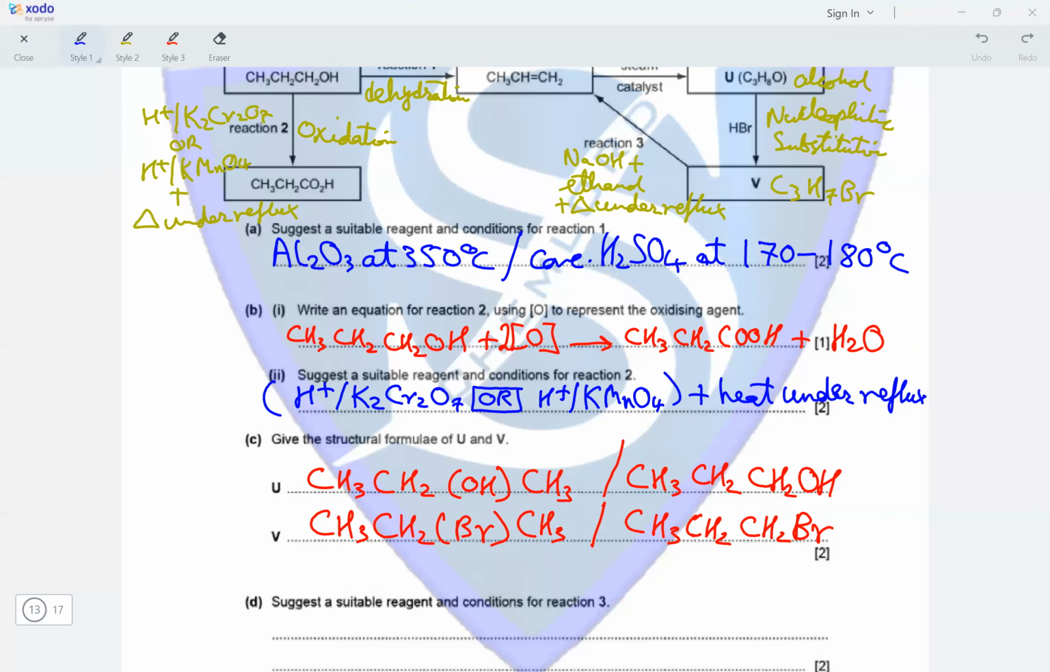Suggest a suitable reagent and conditions for reaction 3. So reaction 3 is the conversion of the halogenoalkane into an alkene. So this would require NaOH plus ethanol, and then we would also heat under reflux to convert the halogenoalkane into the alkene.